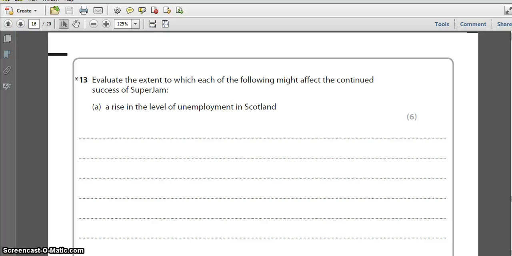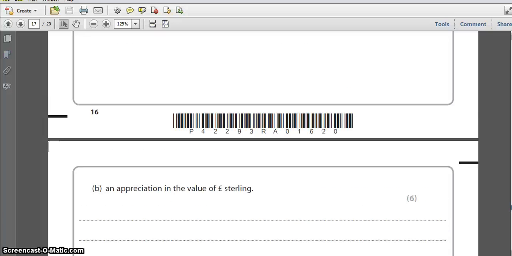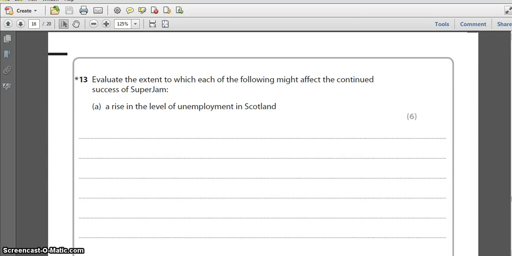We then move to the final bit, and I've noticed that this is quite a common thing they'll do. The last question is 12 marks, but they usually split it into two. They have a 13A and a 13B. They both require knowledge, application, analysis, and evaluation, but they just split it up into two little sections. So it says, evaluate the extent to which the following might affect Superjam. Right, a rise in the level of unemployment in Scotland.